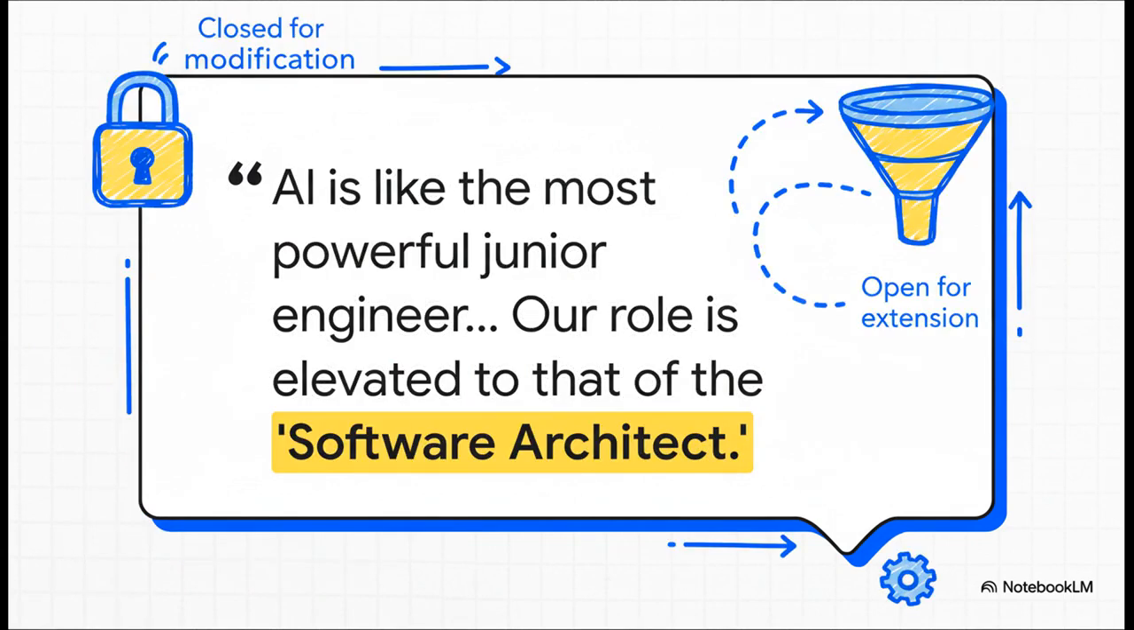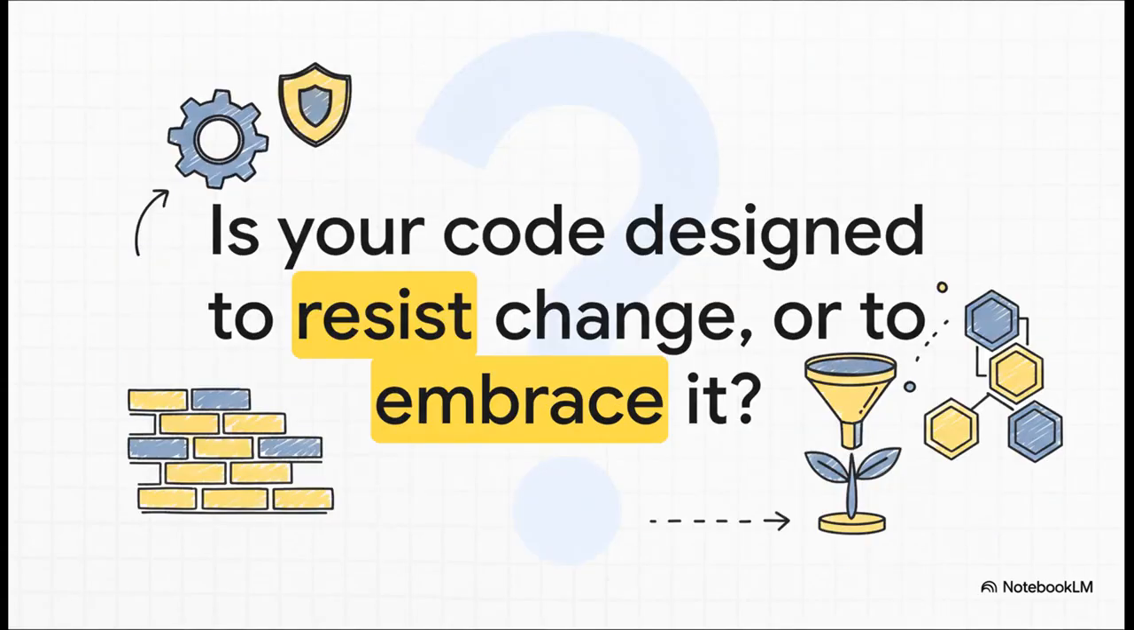And this, right here, is why this principle is more critical today than ever before. Think about AI. It's like having the smartest, fastest junior engineer on the planet writing code for you. But that engineer still needs direction. It needs a good blueprint. Our job, our real value, is becoming the architect who designs that blueprint, ensuring the system can evolve gracefully for years to come. So I'll leave you with this question to think about for your own work. The next time you sit down to code, ask yourself, am I building a brittle brick wall designed to resist change at all costs? Or am I building a flexible platform with plug-in points designed to embrace it? That's the whole art of the open-closed principle.